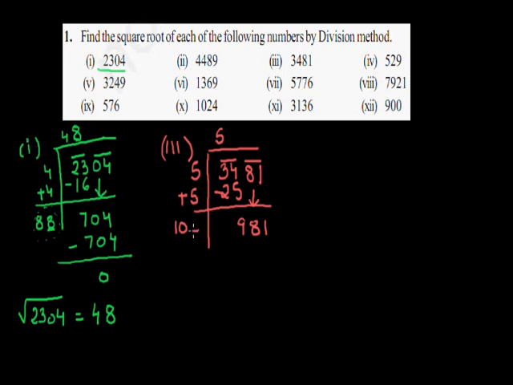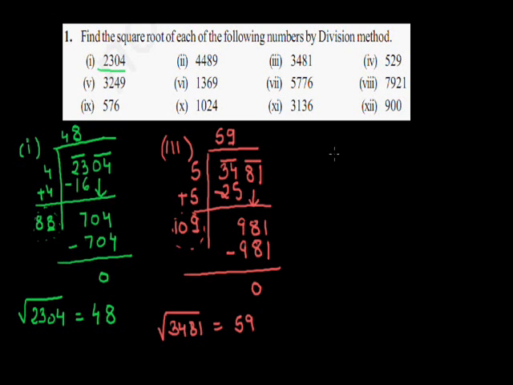Now I have to insert a number after 10 which should also be the next term of the quotient, and the multiplication of this whole number and this next term should be equal to 981 or less than 981. So I can write 109, 9s are 981. Subtract it, I will get the result 0. So the square root of 3481 will be equal to 59.